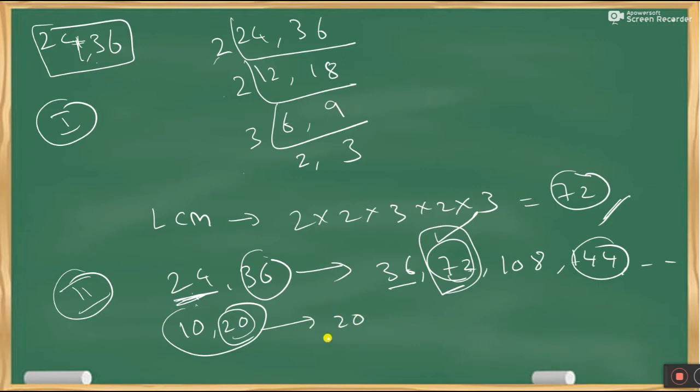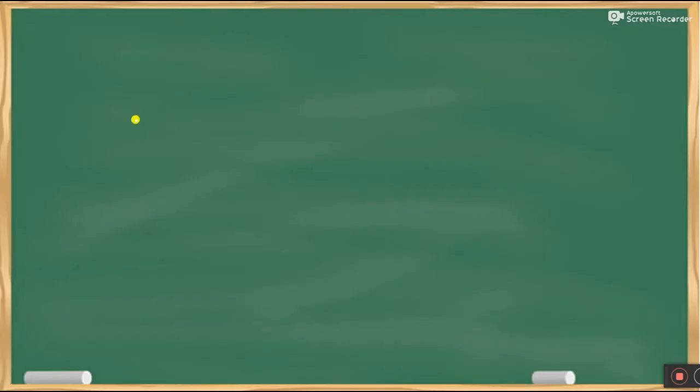Write down 20 first. Okay, and multiples: 20, 40, next 60, and so on. Now if you see, 10 divides 20 completely. So the LCM of 10, 20 is 20. Let me take a few more examples to get clarity.